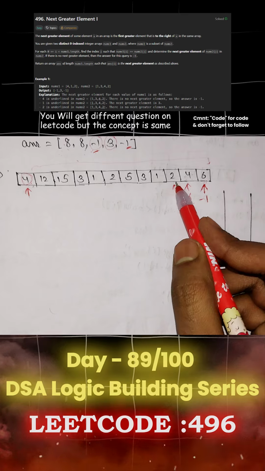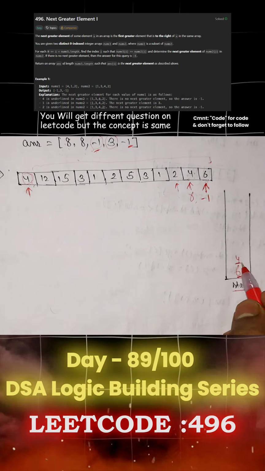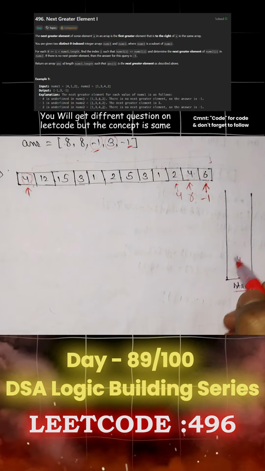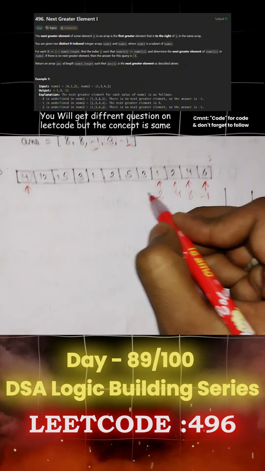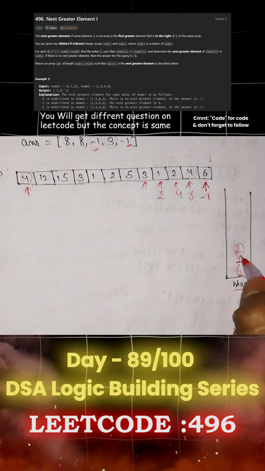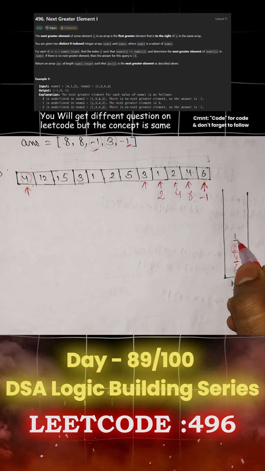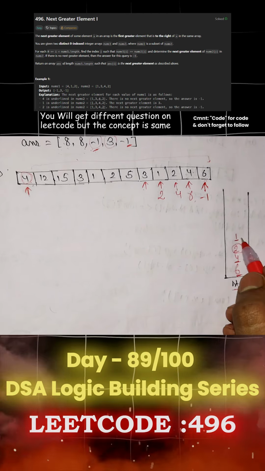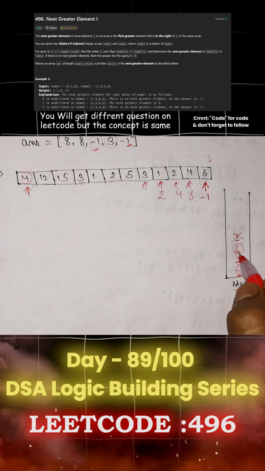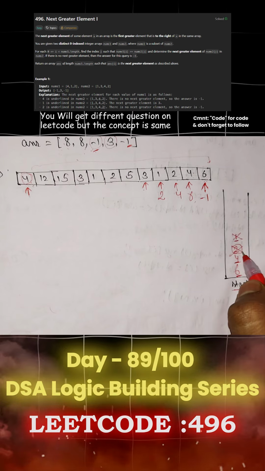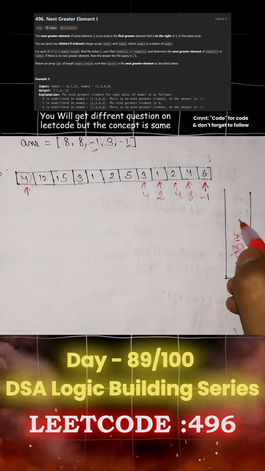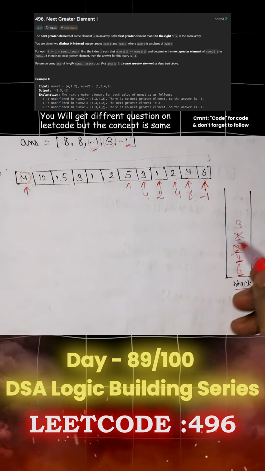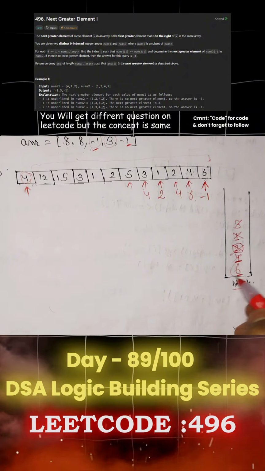Push 4. Now we came across 2, so the top of the stack is 4, which is greater than 2, so it will become the next greater element for 2. Then we came across 1, so for that it will be 2. Now we came across 3 and we see that the top of the stack is 1 but it is not greater than 3, so we remove it. Again the top of the stack is not greater than 3, so we remove it, and now we found our greater element. So we have 3 here. Again we came across 5, so remove 3 and 4, and we will have 6 here.